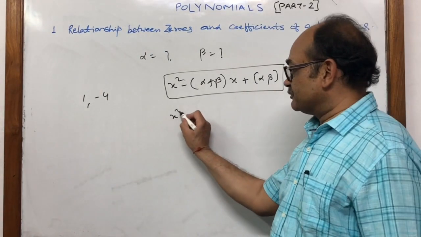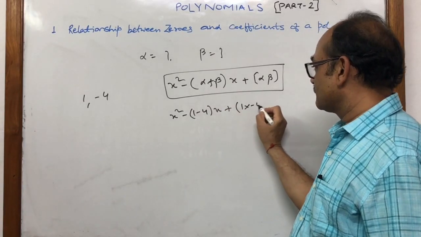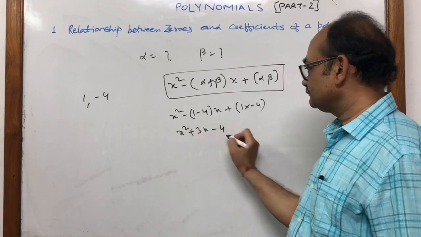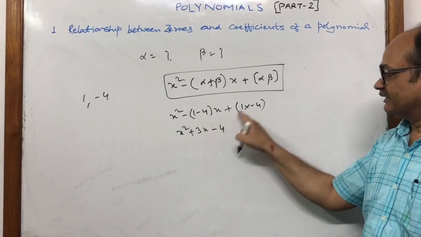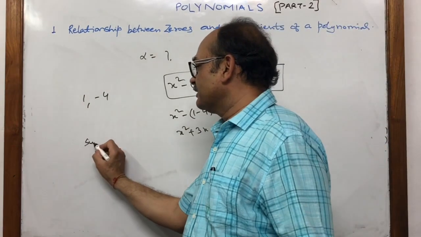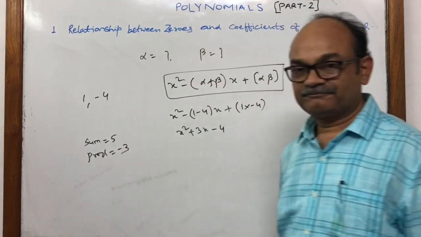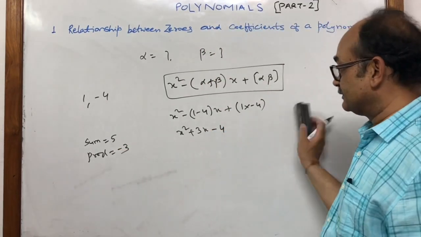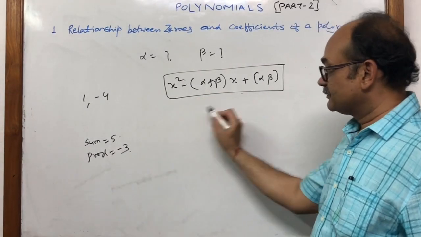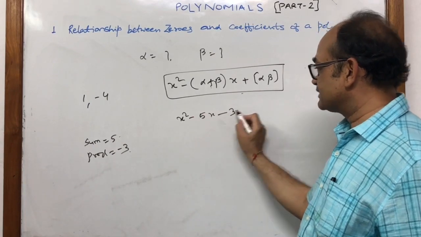Suppose they will give you alpha and beta and the question is to form the quadratic polynomial. Simply substitute the values. What is alpha and what is beta? You'll get the answer. See, minus 3, plus 3. Correct. Sometimes they will give you directly sum as 5 and product as minus 3. These are not alpha beta. Be cautious. They are directly given, so substitute here. Sum means 5, product means minus 3.